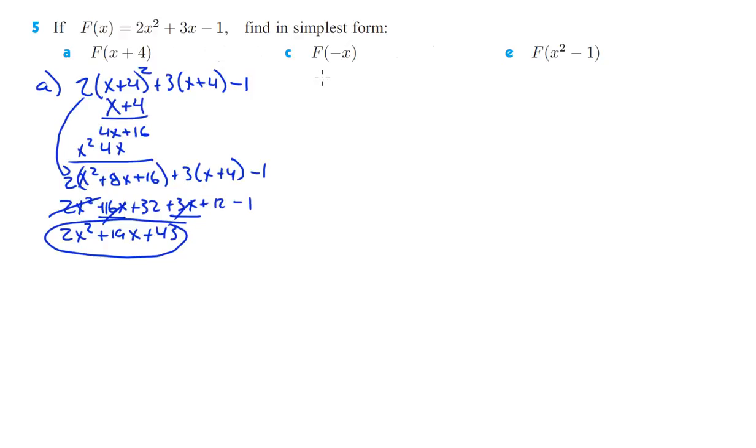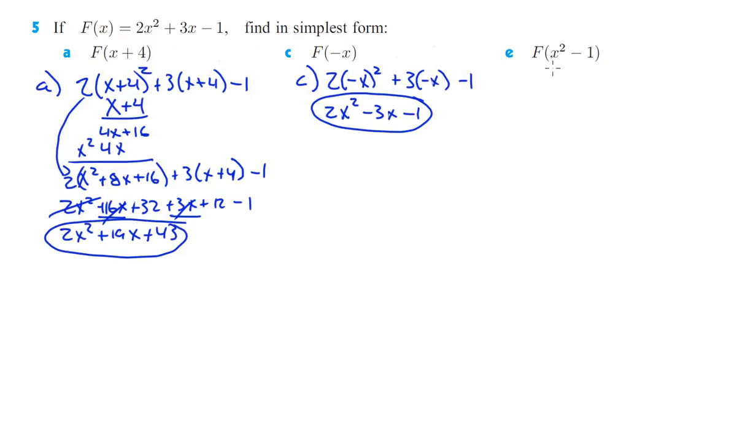All right, part C here. We've got f of negative x. So it's 2 times negative x squared plus 3 times negative x minus 1. So negative x squared is simply just x squared, so that's going to be 2x squared minus 3x, because 3 times negative x is negative 3x, minus 1. And really that's all you can do. Can't simplify that any further. Okay?